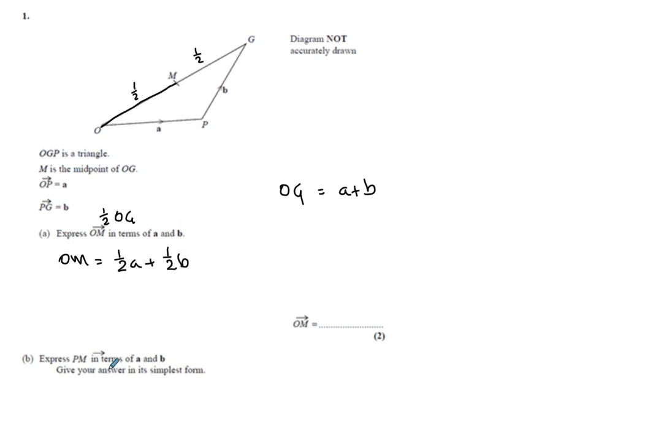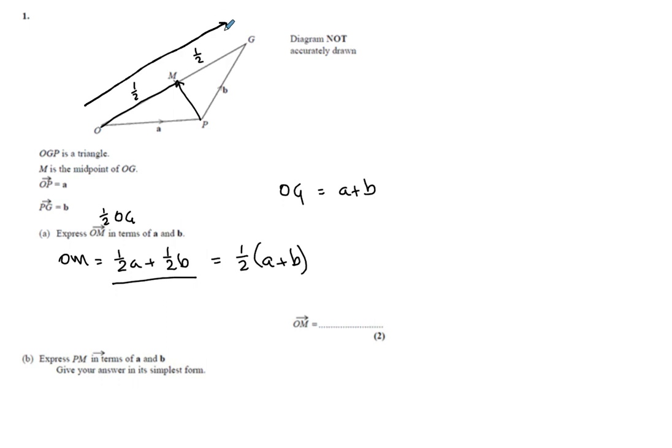And for the purposes of the next question, always write that first. But you know that at the end of the day, it would just be half A plus B. Yeah, but chances are in the next question, that will be quite useful in that form. Okay, and then they say express PM. So we're going from P to M. Now you can see, don't forget to put your arrow there.